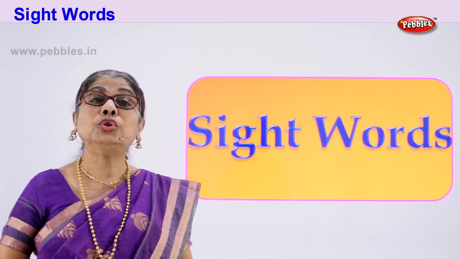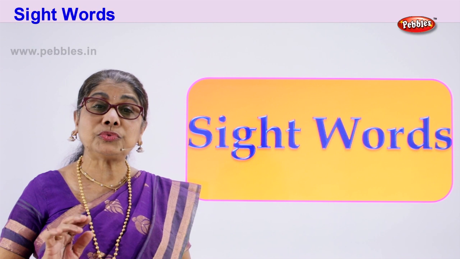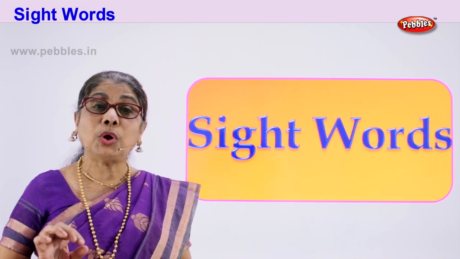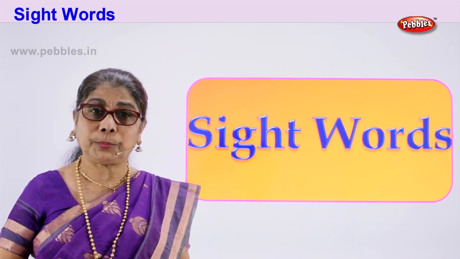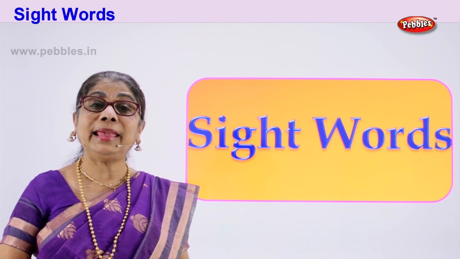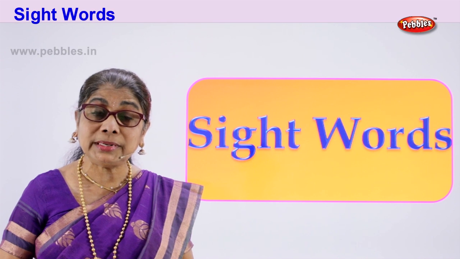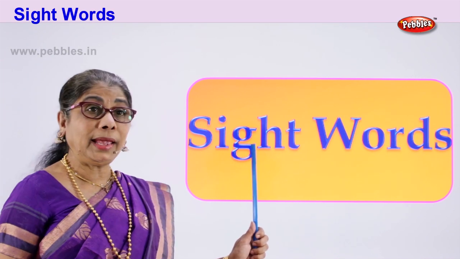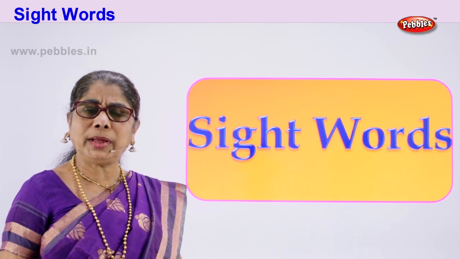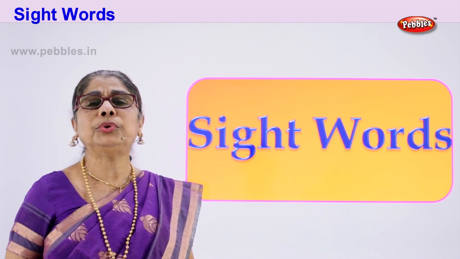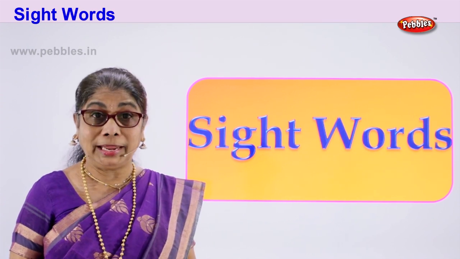N-O, no. You should not spell. When you see the N and the O, you should say no. If it is A-S, you should say as. So, sight words are about looking. One look at the word, you should know to say the word without spelling.